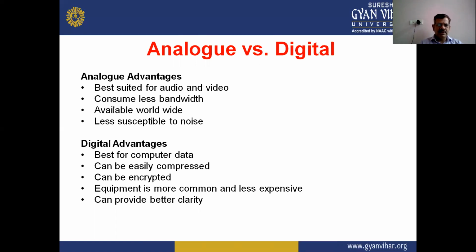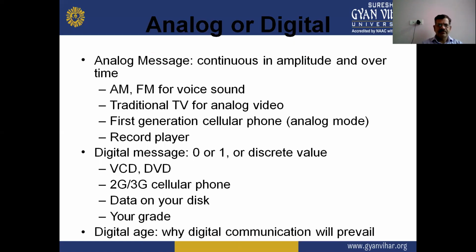And next are the advantages of digital signals. The first one is that it is best for computer data. The next advantage of digital signals is that they can be easily compressed and also encrypted. And the next one is that the equipment is more common and less expensive and can provide better clarity. So these are some advantages of digital signals.